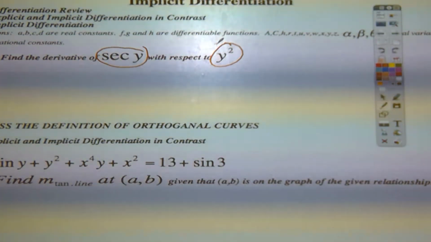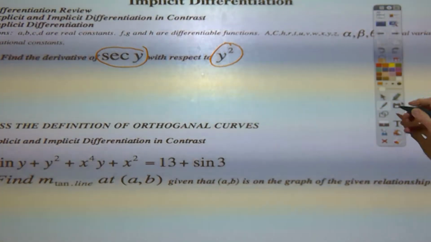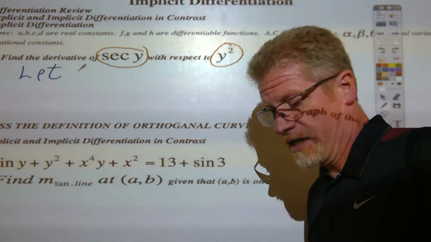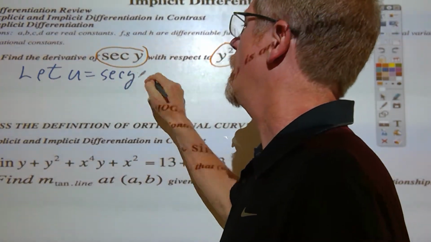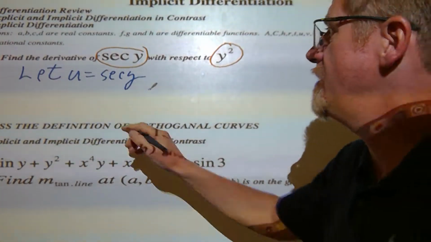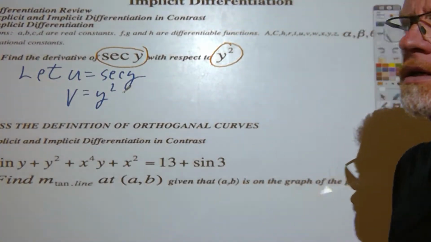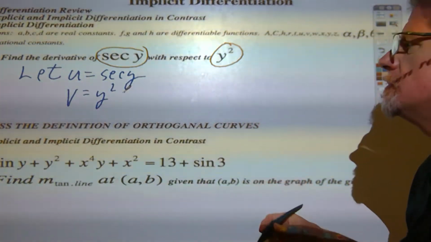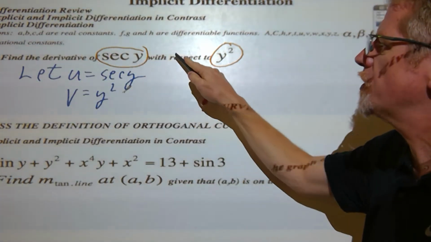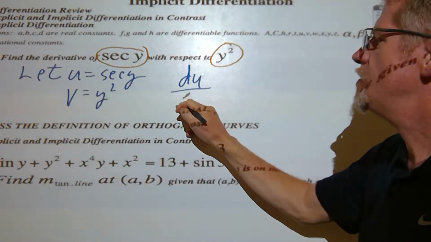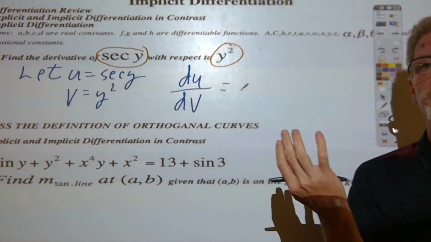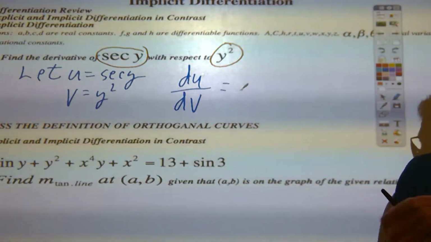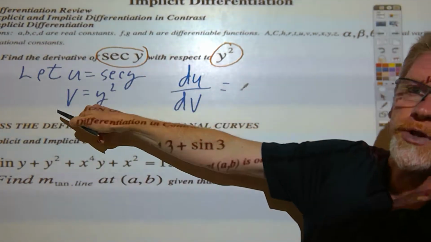Well, first of all, it's not as bad as it looks, as long as you're willing to do this. Let's just make a substitution to make this less of a headache. Let u equal secant of y, and let v equal y squared. So now we can reframe this problem as finding the derivative of u with respect to v, du dv. They're really just asking us to find du dv. When a problem looks like a bit of a headache, you can reduce the headache-inducing properties by just putting letters in for the things that look complicated.